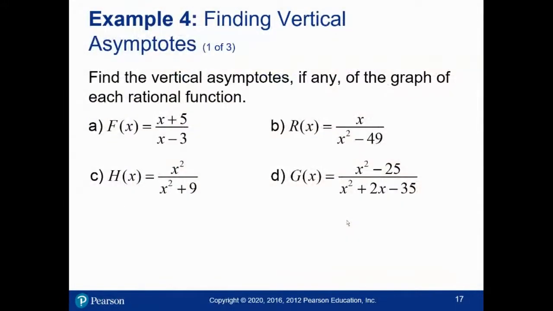So try to find vertical asymptotes, if there are any, of all of the following. What you have to do is check to see if it's in lowest terms. Are there any shared factors? If there are not, just ask what are the roots of the denominator. If there are shared factors, cancel them off and then ask what are the roots of the denominator. So go ahead, pause, and do these four, and then we'll come back and do the solutions.